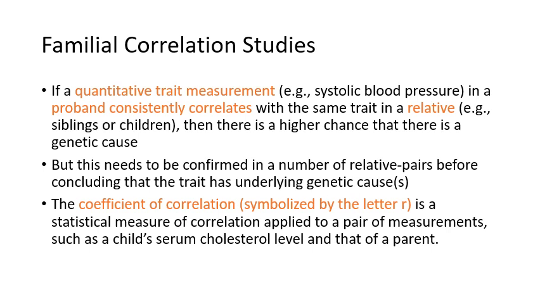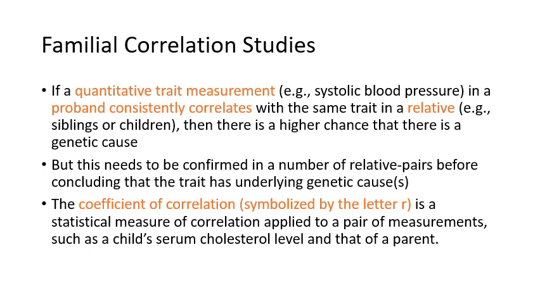So if somebody in the family has high systolic blood pressure and their relative also has high systolic blood pressure, then we know. But we have to do a statistical analysis to prove that it's not just one person, that there is a familial correlation. So it needs to be confirmed in a number of relative pairs before concluding that the trait has an underlying genetic cause, not just in one family, not just in one person.